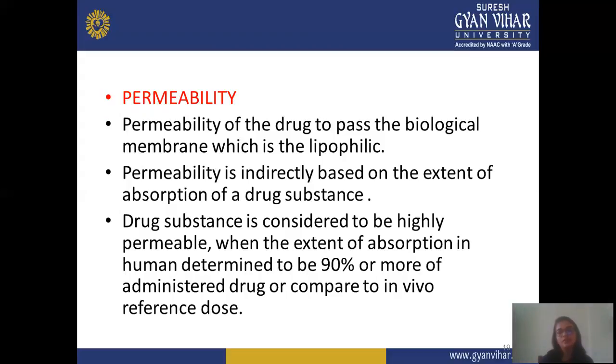A drug substance is considered to be highly permeable when the extent of absorption is determined to be 90% or more of the administered dose compared to the reference dose. This permeability calculates how much drug is permeable. It should be up to 90% or more than 90%, and if it is, then you use the in vivo test to finalize your formulation. Otherwise, certain changes may be required or you can modify the formulation.